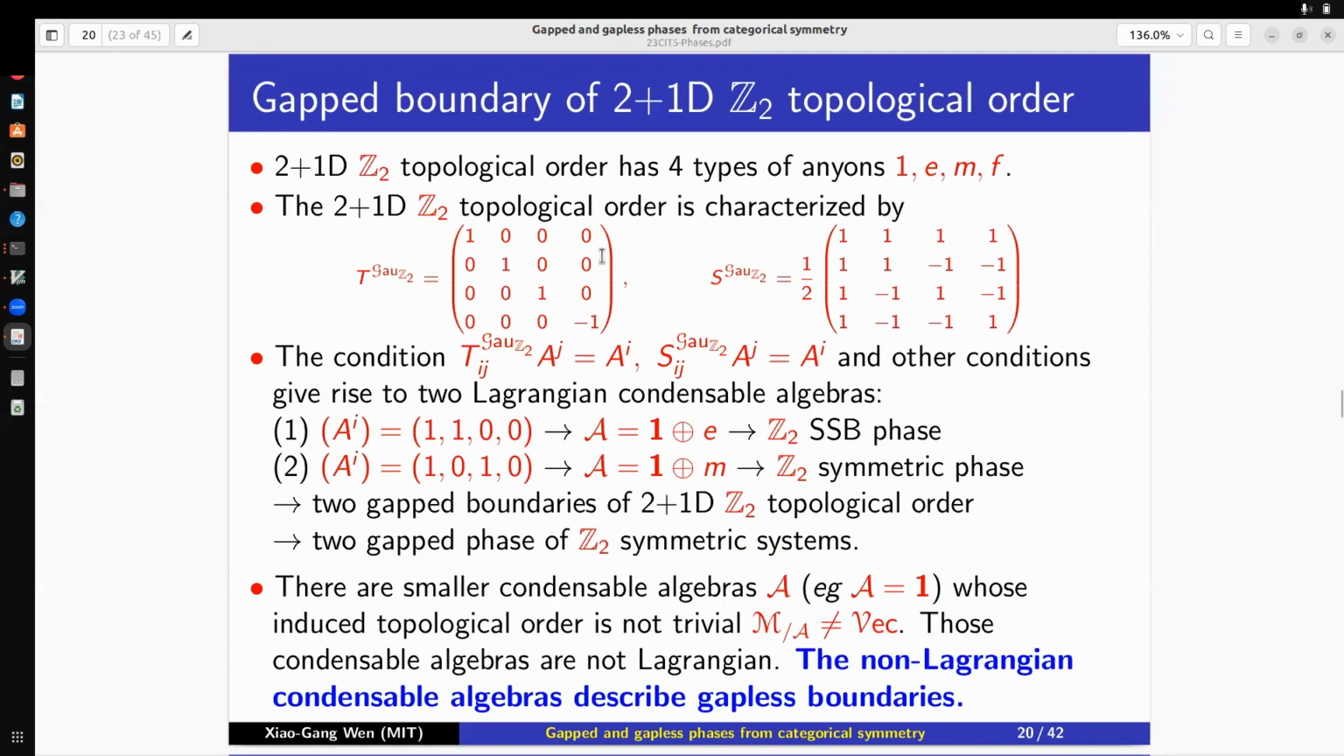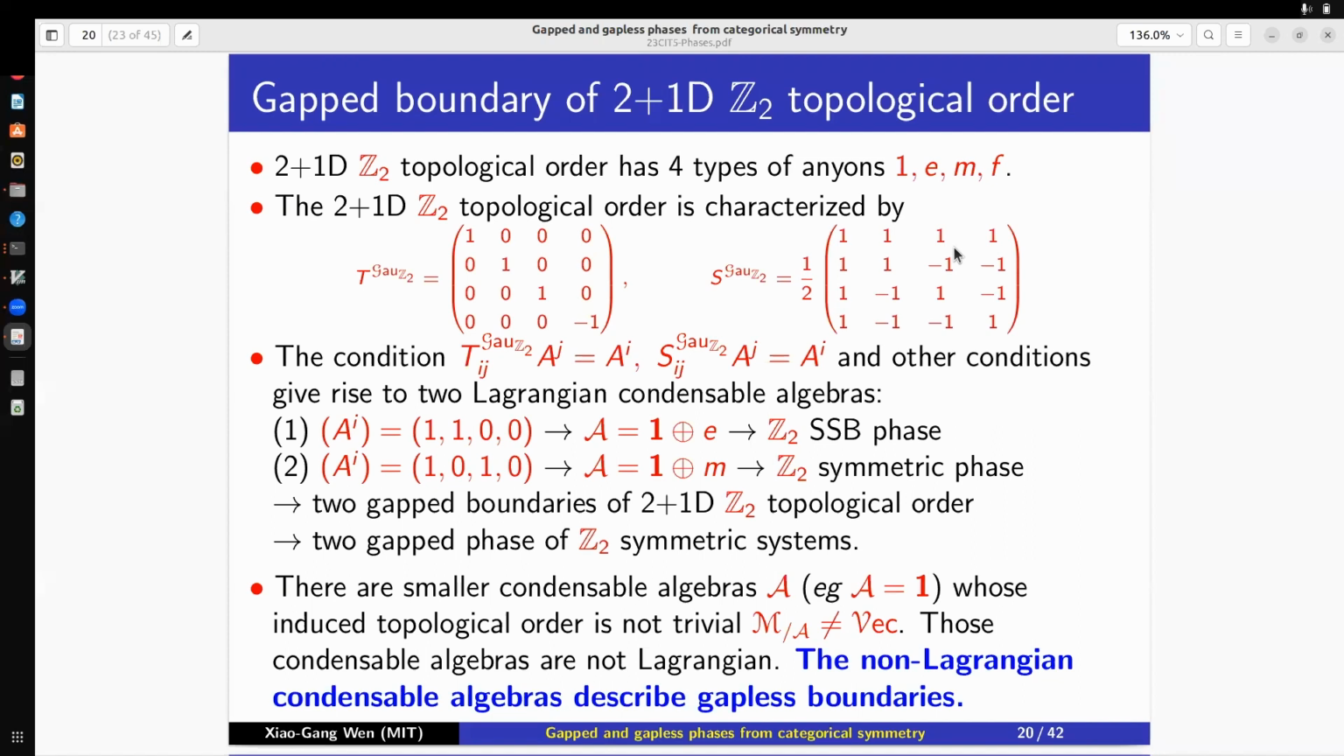Okay, so let's get some example to see what happens. Let's consider a simple Z2 symmetry. Remember, Z2 symmetry in 1+1 dimension is described by Z2 gauge theory in 2+1 dimension, or the Z2 toric code in 2+1 dimension. For that toric code topological order, that's the ST matrix, labeled by this T and S matrix.